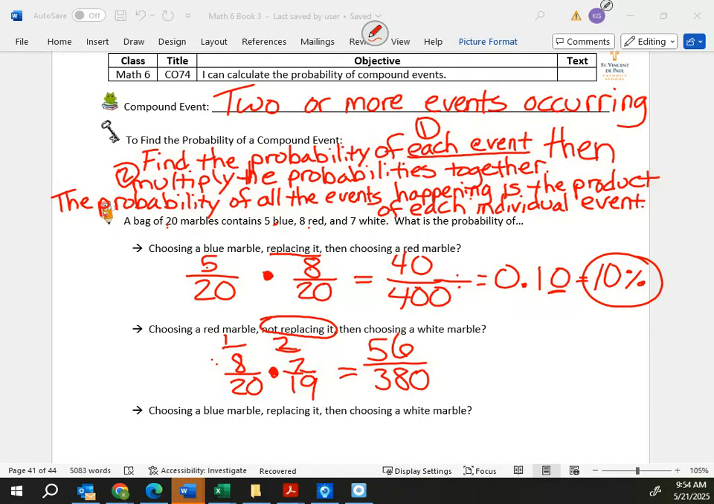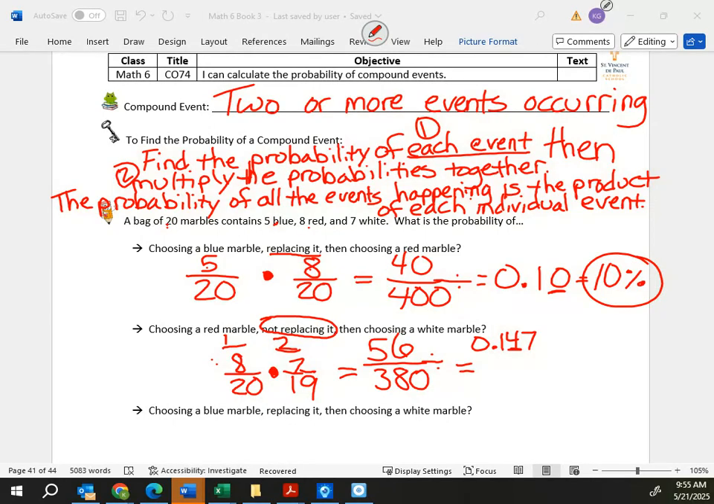What do I have to do next, Bennett? Divide the top by the bottom. What is 56 divided by 380, Bennett? 0.14. So, what is the decimal that you get? 0.1 what? 0.147. When you have multiple decimal places, remember, we always have to go to that thousands place so you can know how you round your hundredth place.